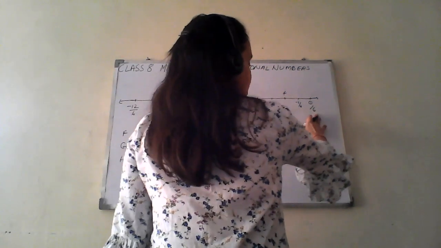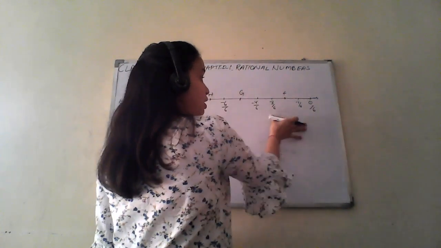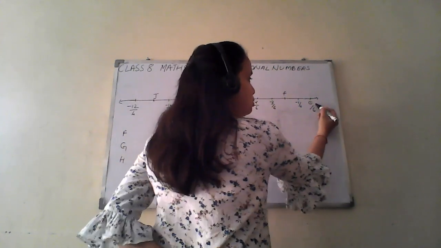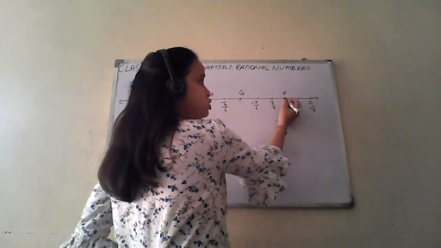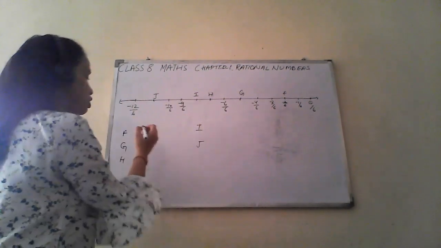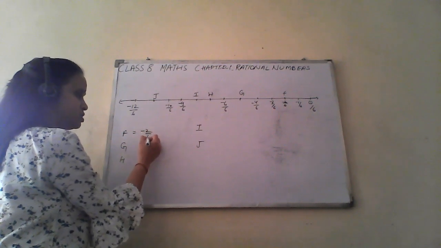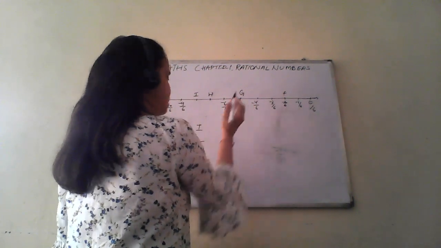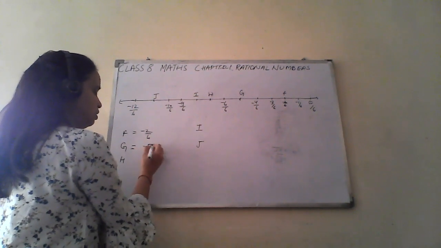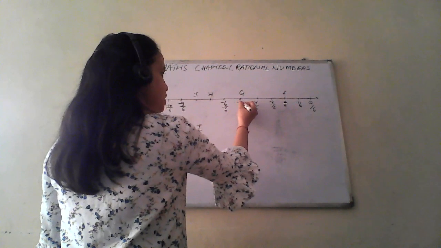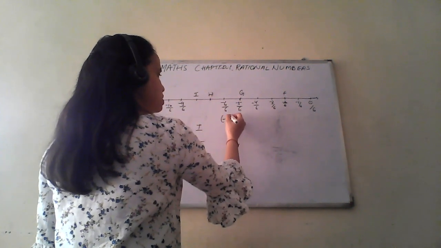So this is very clear that we have divided each section into 6 equal parts. So if it is 0 by 6, it is minus 1 by 6. So what could F be? It will be minus 2 by 6. Minus 2 by 6, minus 3 by 6, minus 4 by 6, what would be G? It will be minus 5 by 6. And this is minus 6 by 6, or we can say that this is minus 1.